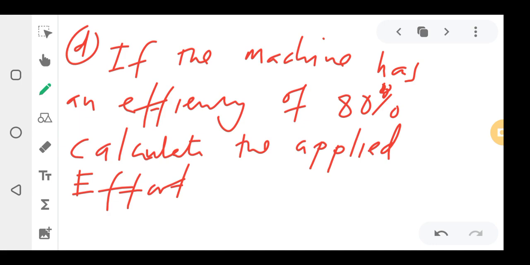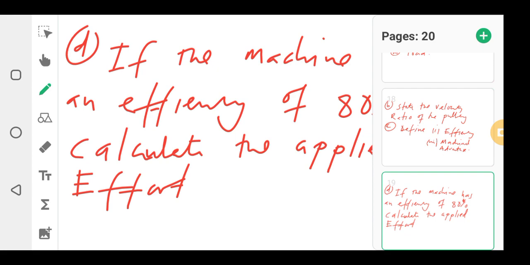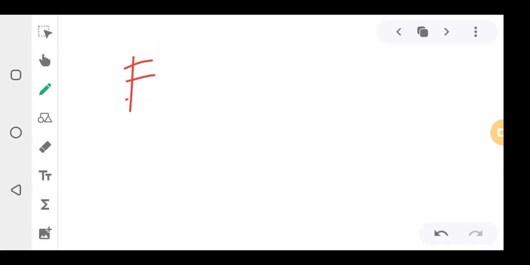So guys, please practice this. Okay. So this is the end.